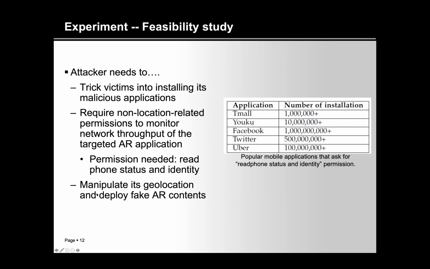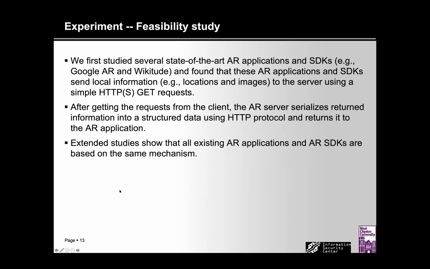And then in the third step, the attacker also needs to manipulate its geolocation and deploy the fake AR content. We first studied several state-of-the-art AR applications and SDKs and found that these AR application SDKs basically send the local information, or geo information, to the server using a simple HTTPS GET request.